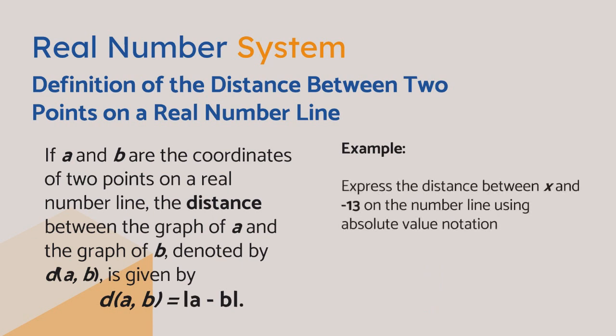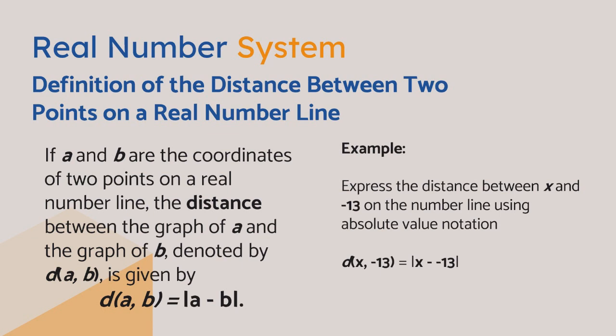Express the distance between x and negative 13. Now this time, because we have a variable, it would be difficult to get a value for the distance. So we would end on the absolute value notation unless we have the value of x. How do you write the notation for this?